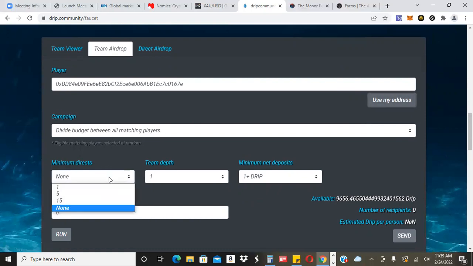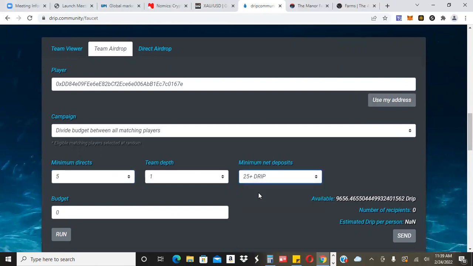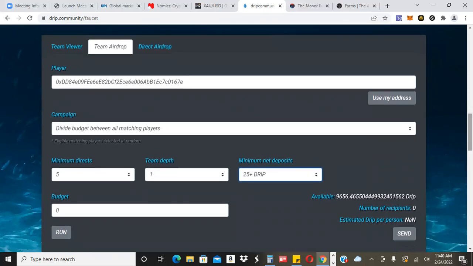This one I'm going to do for people that have five personal referrals, or five minimum directs, and have 25 Drip. Again, I'm going to rotate them out. So if you don't qualify for this one, hopefully you qualified for the last one, or you'll qualify for the next one. So we give airdrops to different types of people: people that have smaller accounts, people that have medium-sized accounts, people that are building teams, people that are totally passive and are just putting in bigger deposits. I want to try to reward different types of people.